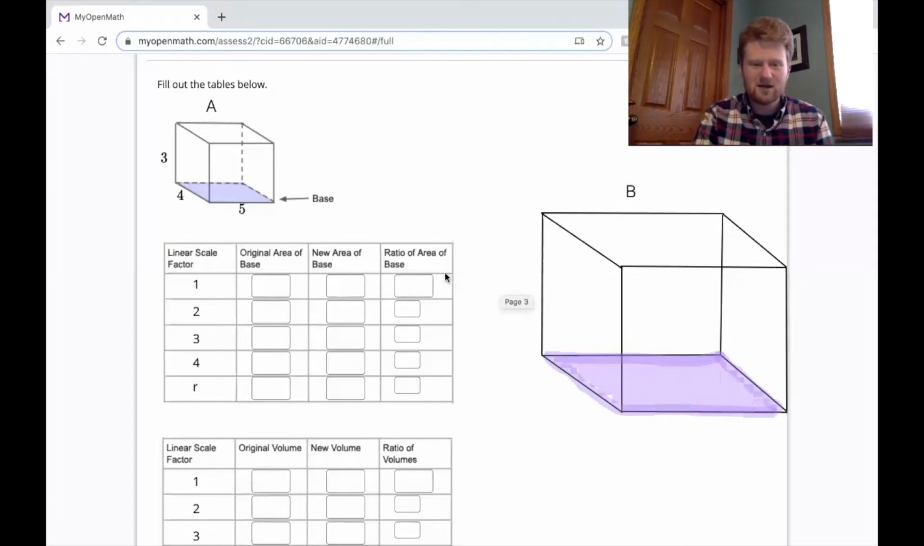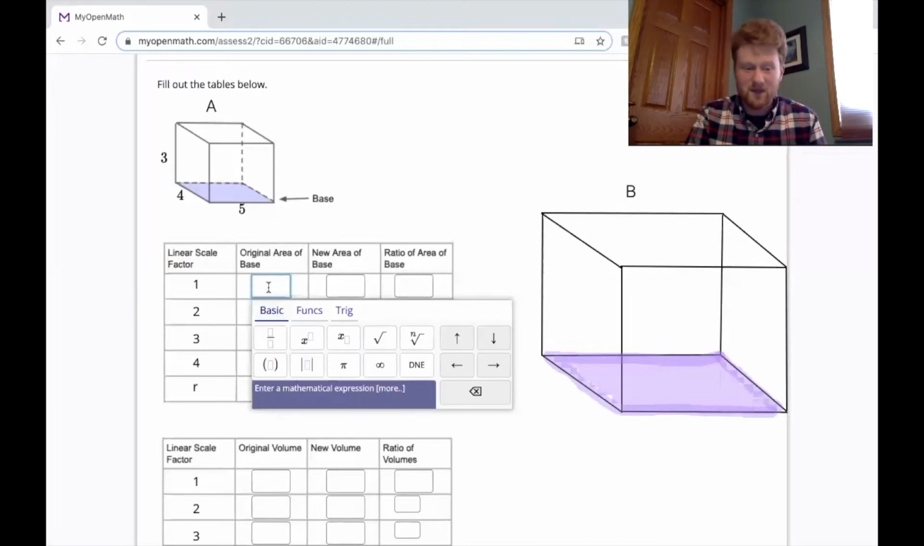So let's get started here and understand what this table is asking for. The first column in this table simply says, what is the original area of our base? And that's a pretty straightforward question. You want to look at the prism we have listed, and clearly the base is the highlighted portion in purple, or a bluish purple, and the area is just length times width. So that's going to give us a total of 20. 5 times 4 is 20.